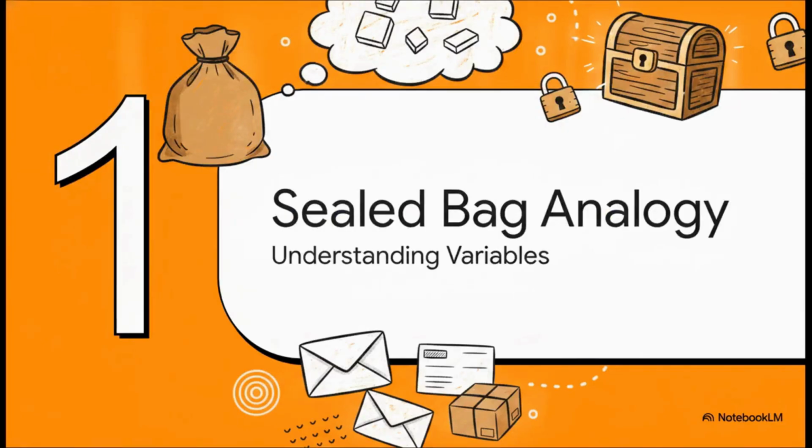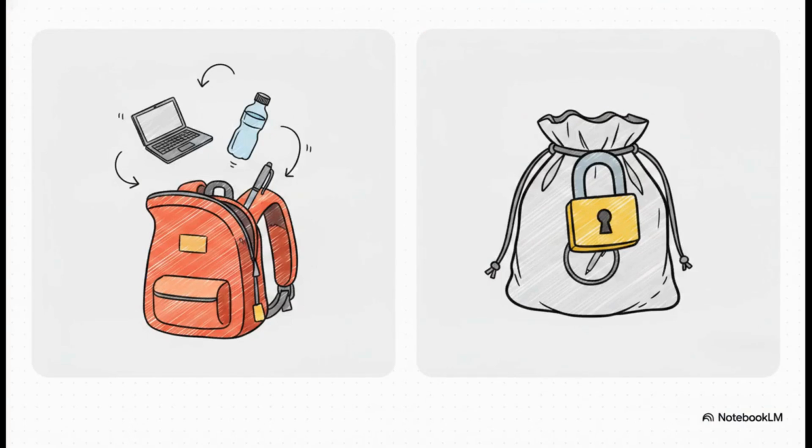All right, moving on to Section 1, the sealed bag analogy. To really ground this, think of a normal variable, like an open bag. You can freely toss your laptop in there, swap it out for a water bottle later, or just throw in a pen. It's completely fluid. The contents change constantly based on whatever you need at the moment. But a constant? That's like putting a single pen inside that bag and literally slapping a padlock on it, sealing it shut. Once that item is in there, it is locked. It is entirely fixed.